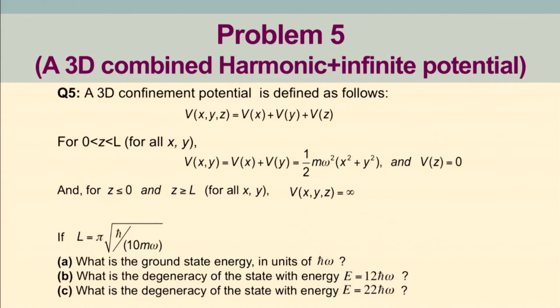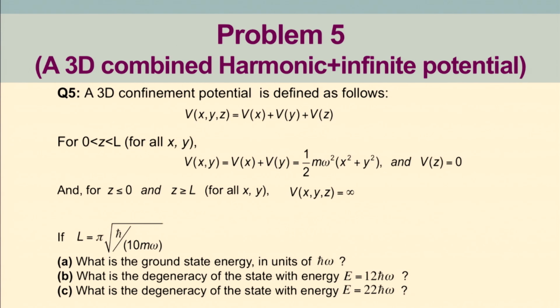Problem number 5, and this is the last problem in this lecture. So, this is a very interesting problem in the sense that this is of course a 3-dimensional potential well, but just like problem number 3, I have tried to combine a harmonic oscillator potential with a 1D infinite potential well, and wanted to see how the degeneracy and the ground state will evolve in such a combined potential.